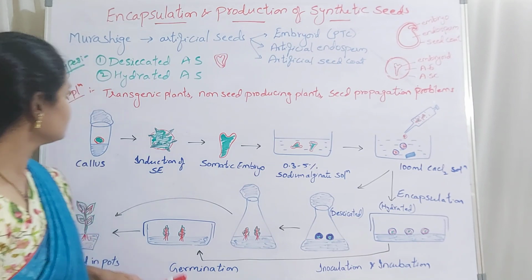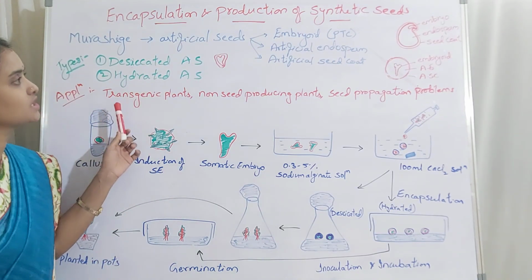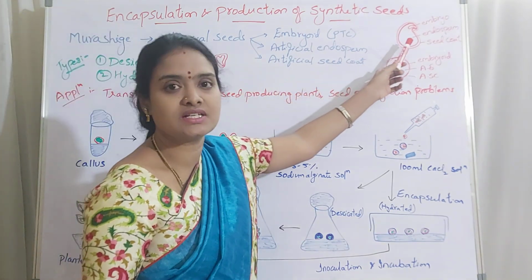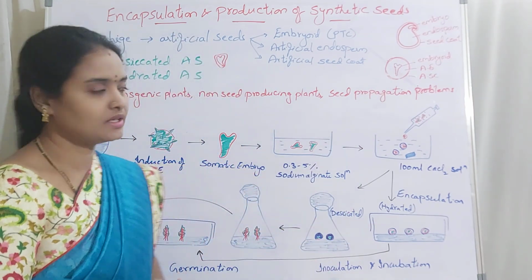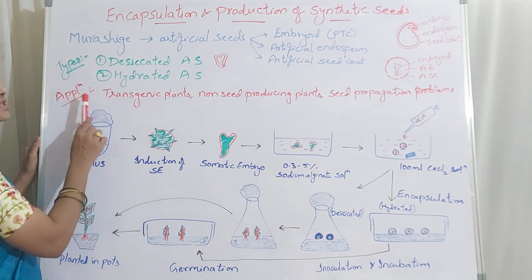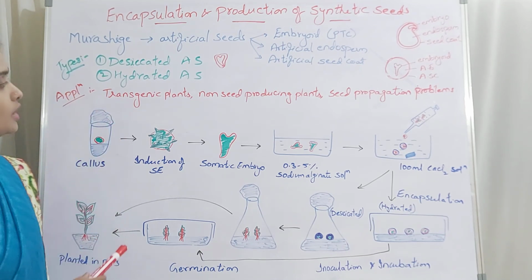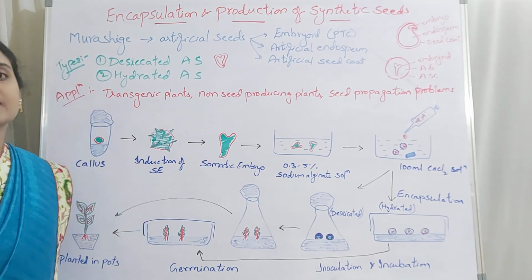Right? So let us see, what is the application? When we have our natural seeds, why do we have to go for the production of synthetic seeds? Let us see, the first application is we can propagate many numbers or different varieties of transgenic plants.